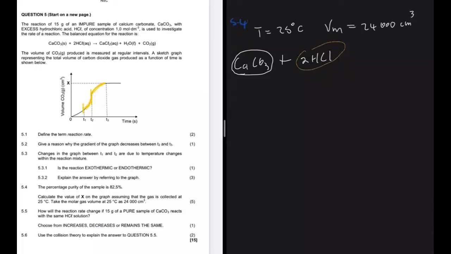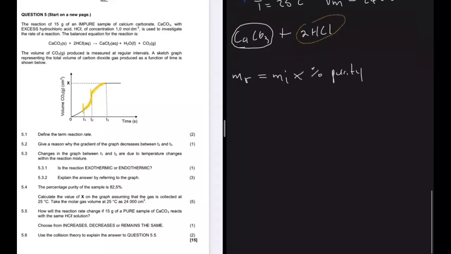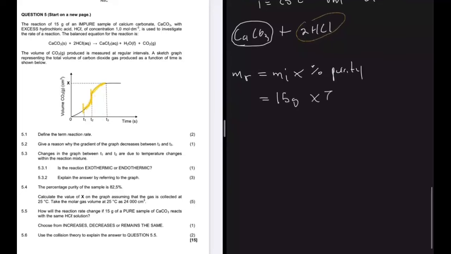So we're going to start by calculating the number of moles of calcium carbonate, because we have the mass and the percentage purity. So the first thing we're going to do, we're going to say that the mass that reacted is equal to the initial mass multiplied by the percentage purity, right? We know that the initial mass is 15 grams multiplied by 82.5%. So 15 multiplied by 82.5% gives me 12.375 grams. So that's the mass of calcium carbonate that reacted.